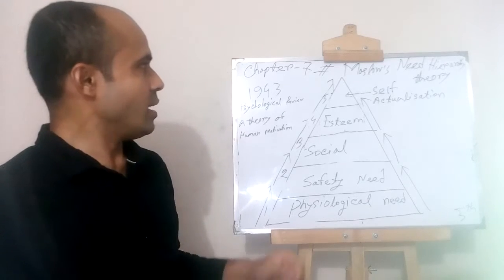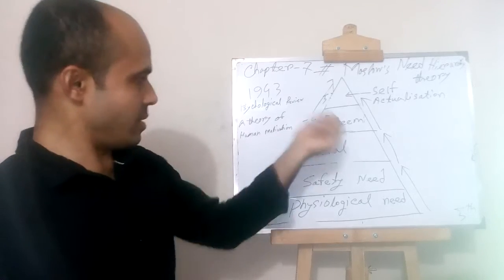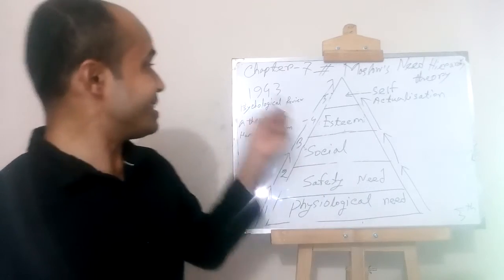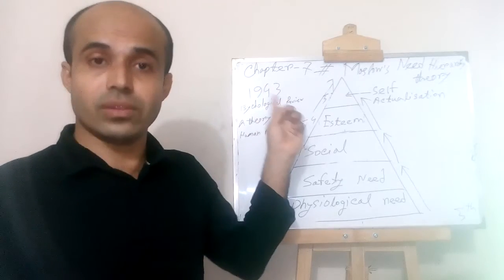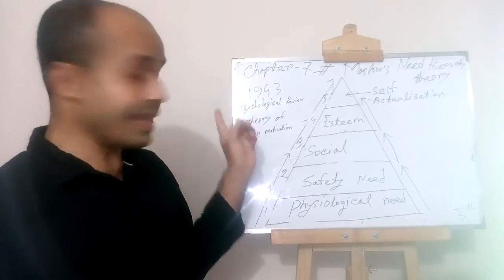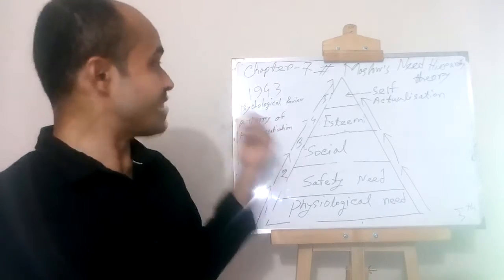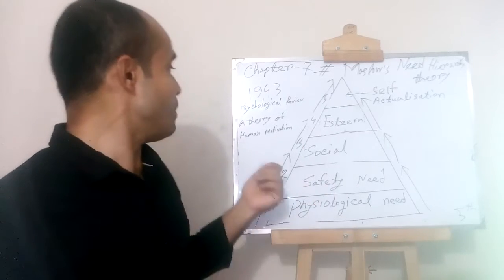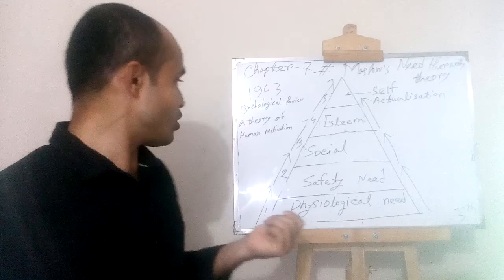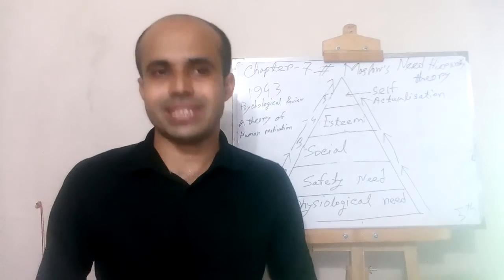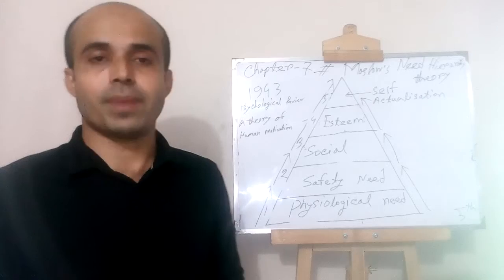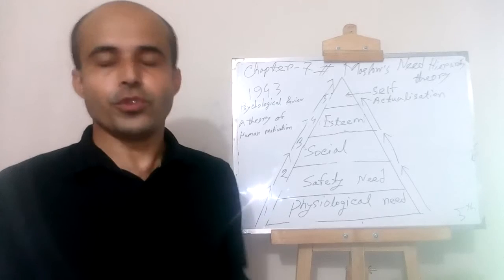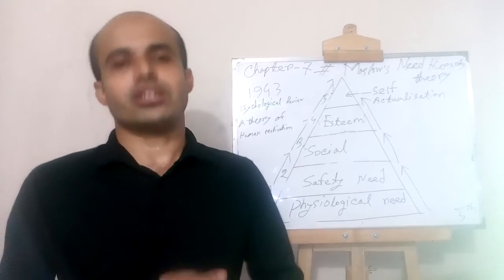Now, where was Maslow's need hierarchy theory published? It was in 1947, in the journal named Psychological Review, in an article named A Theory of Human Motivation. In that article, Maslow's need hierarchy theory was published. So today we will discuss what Maslow's need hierarchy theory is.